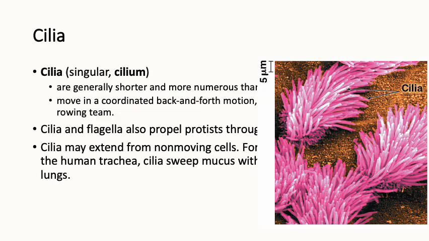Cilia are short hair-like extensions that project from the surface of most eukaryotic cells and play an important role in movement and fluid transport. Unlike flagella, which usually move a cell through its environment, cilia often move substances along the surface of the cell. They beat in a coordinated back-and-forth pattern similar to the synchronized motion of oars on a rowing team. This coordinated movement allows cilia to efficiently move fluid or particles in a specific direction. Cilia are also found in many single-celled organisms, where they can help propel the organism through water and assist in feeding.